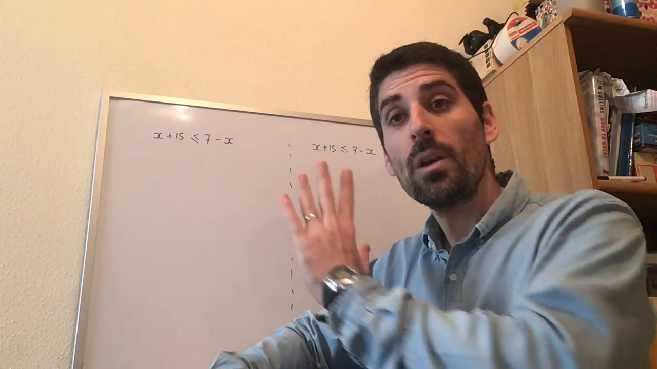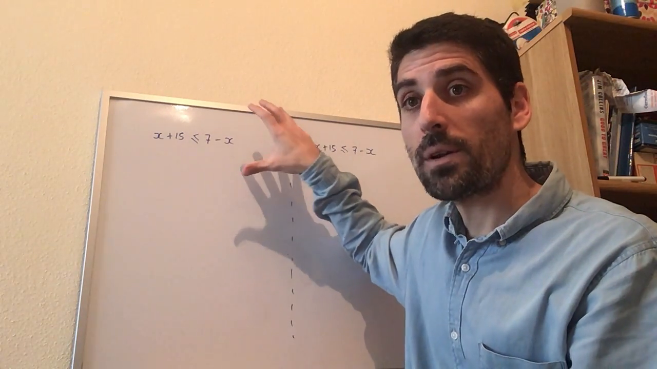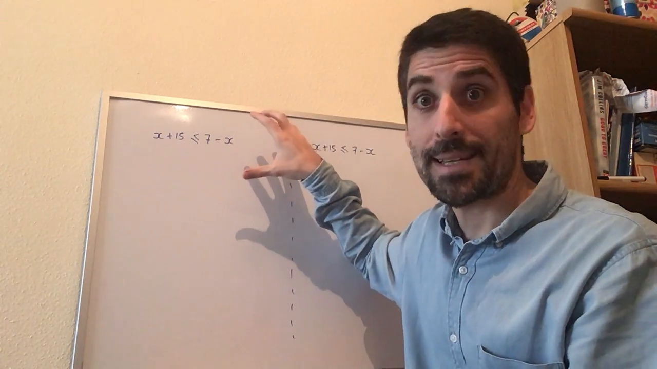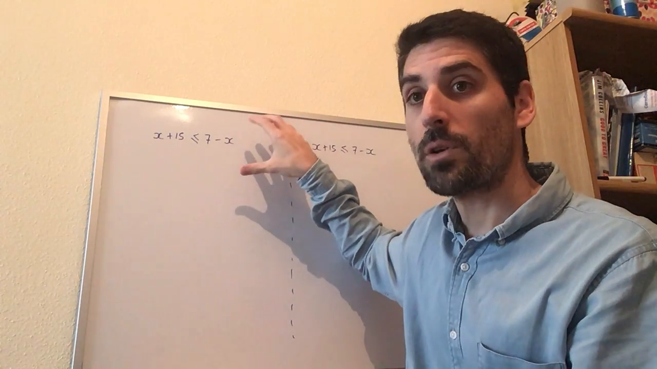So, whichever side of the inequality has got the least amount of x's are the ones that I'm going to get rid of.